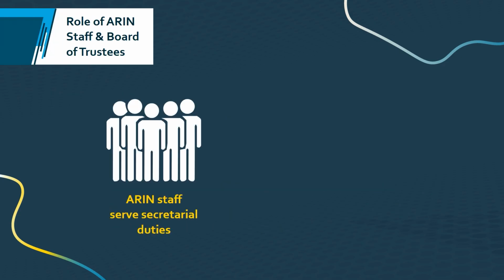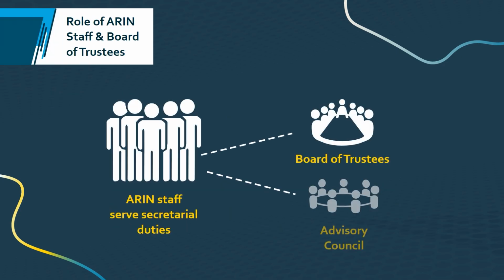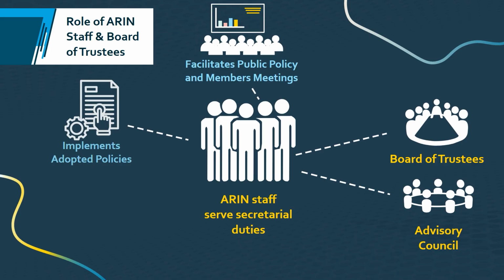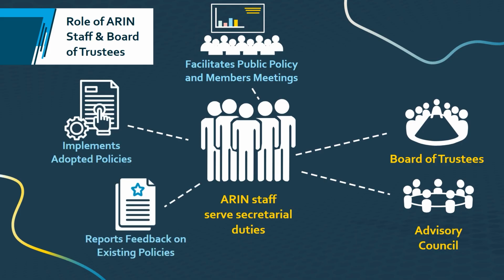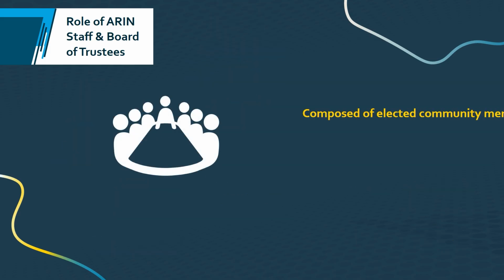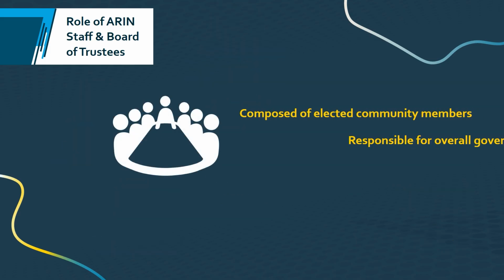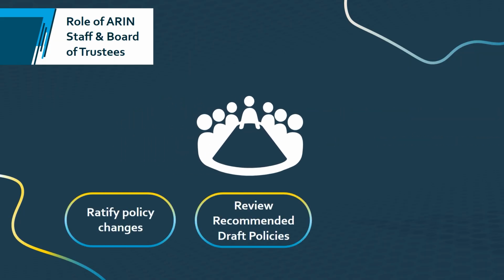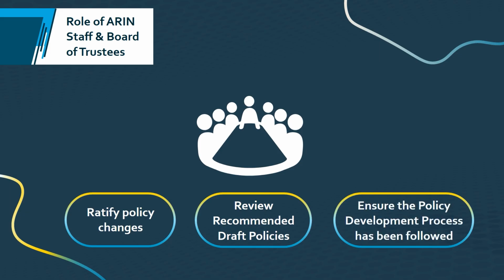ARIN staff serves in secretarial duties to the board and AC, facilitates the public policy and members' meetings, implements policies once adopted, and reports feedback on existing policies. The Board of Trustees, also composed of elected community members, is responsible for overall governance. They ratify policy changes, review recommended draft policies, and ensure the policy development process has been followed.